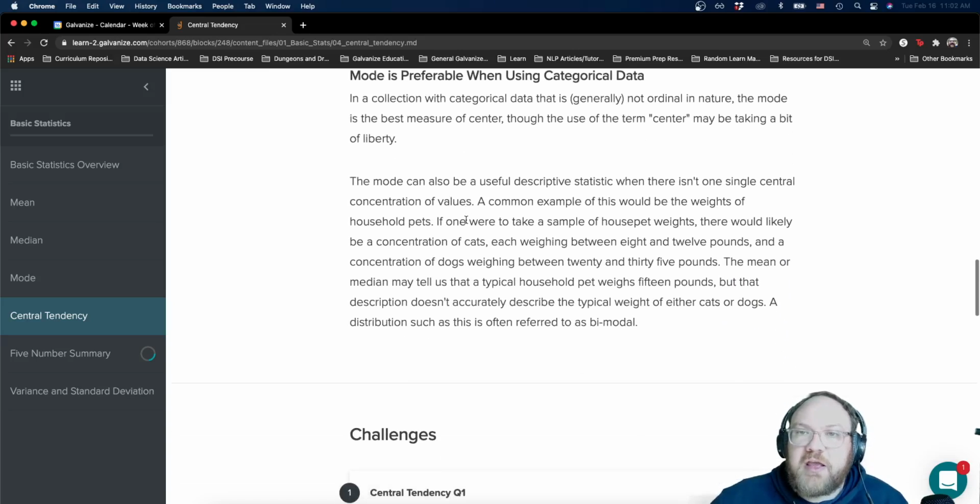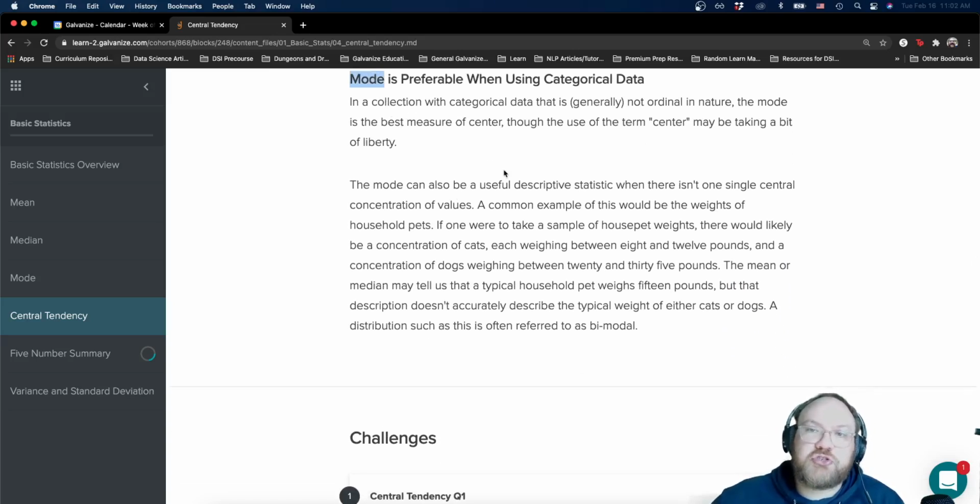And then the only case in which we're going to choose to use the mode is when we're using this categorical data, and that's data that is generally not ordinal in its nature. The term center might be taking a little bit of liberty here, but we're describing the most common item in our data set when we use the mode. So when we're describing a data set, it makes sense to talk about the mean or the average. It makes sense to use the median sometimes, and depending on the type of data, it might be appropriate to use the mode.